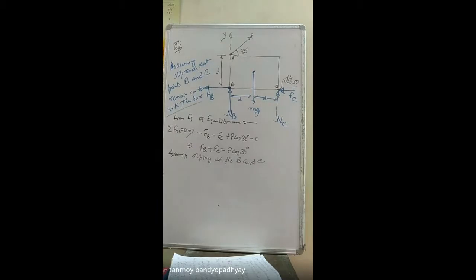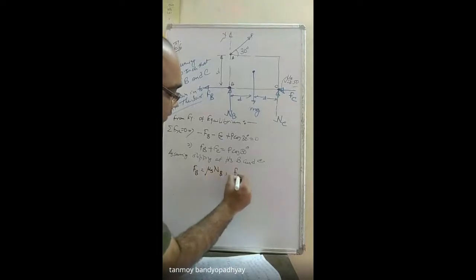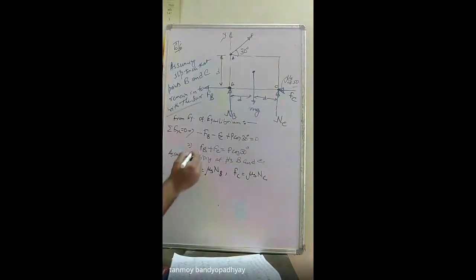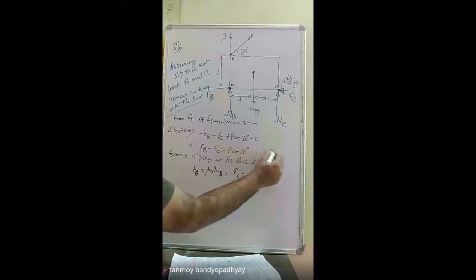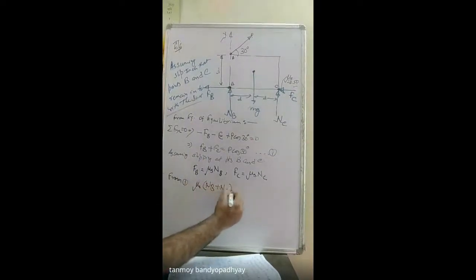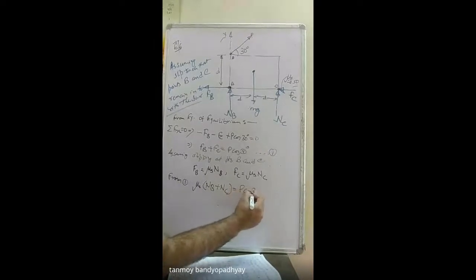Assuming slip at the points B and C, FB will be equal to mu s into NB, and FC will be equal to mu s into NC. So if I put in equation number 1, we should be having mu s into NB plus NC, that is equal to P cos 30 degree.